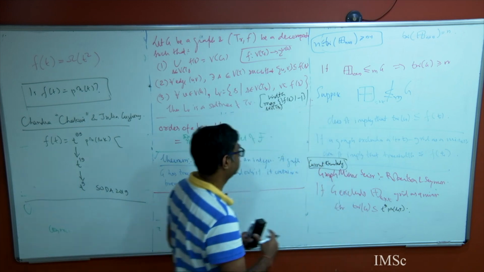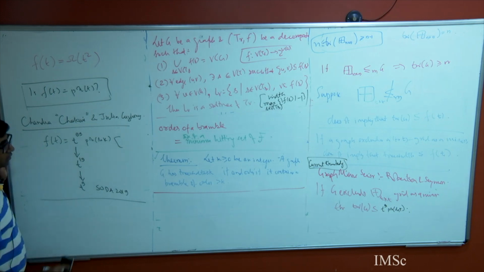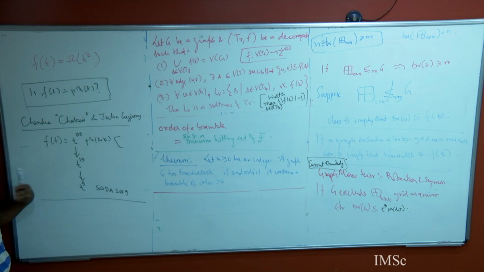This is our current knowledge. Again? No, I cannot explain to you. I mean, to show a lower bound of t square, I need to give a construction, which I cannot give you at this point of time. This is all that I am saying.